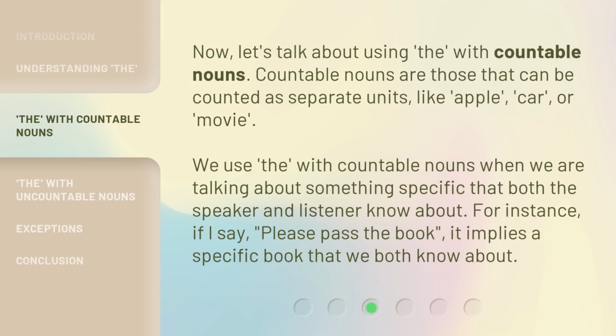Now, let's talk about using the with countable nouns. Countable nouns are those that can be counted as separate units, like apple, car, or movie. We use the with countable nouns when we are talking about something specific that both the speaker and listener know about. For instance, if I say, "Please pass the book," it implies a specific book that we both know about.